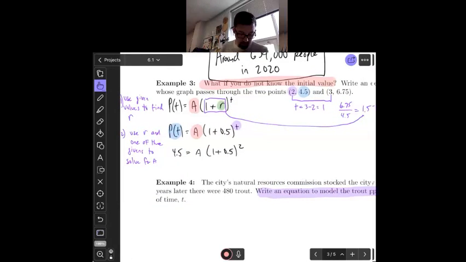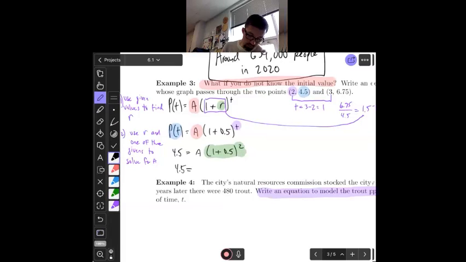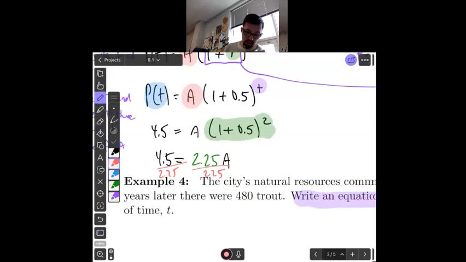In order to solve for a, we need to simplify this right-hand side first. We need a single value out of this. So 1 plus 0.5, of course, is 1.5. 1.5 squared is 2.25. So that's the first thing I'm doing. I'm just simplifying this. Okay, so you can just put that in a calculator if you wanted to. Okay, so just doing that math. And then we can see that to get a by itself, we're going to divide by 2.25 on both sides. And then a would just end up being 2.